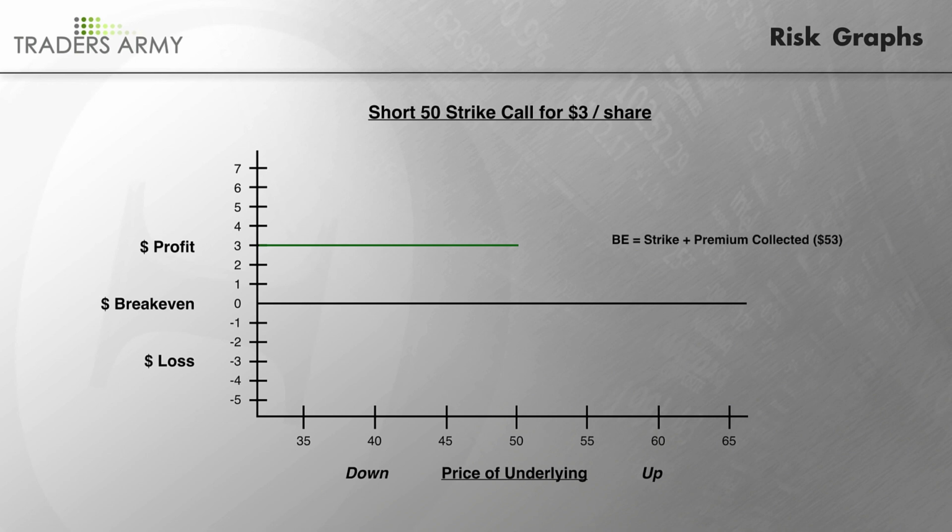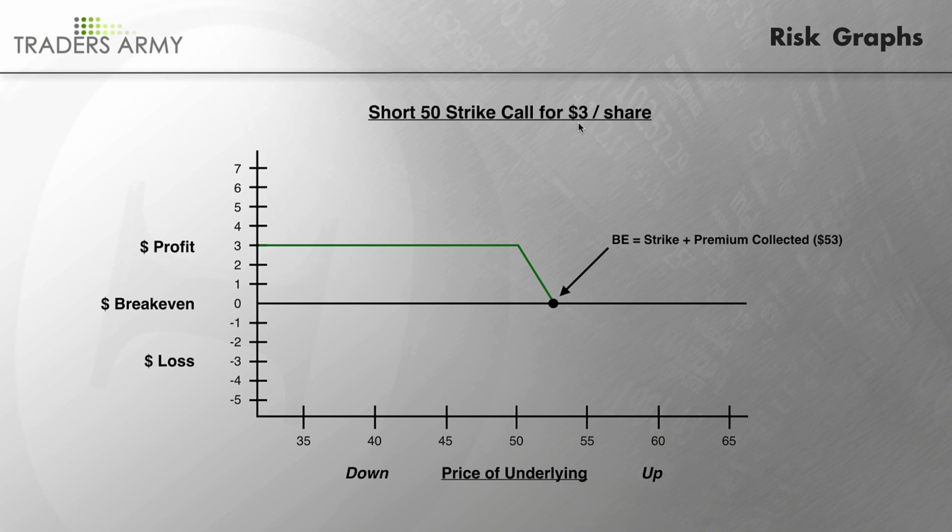Now, what's our break even? The math is the same. Strike price plus premium collected, our break even is $53. So we put a dot on the chart at 53, and we connect this line from 50 with a diagonal line down to our break even. This shows that as long as the stock is below $53 per share, we will make some money, but the only way we'll get to keep all $3 of this trade is for the stock to be below 50 at expiration.